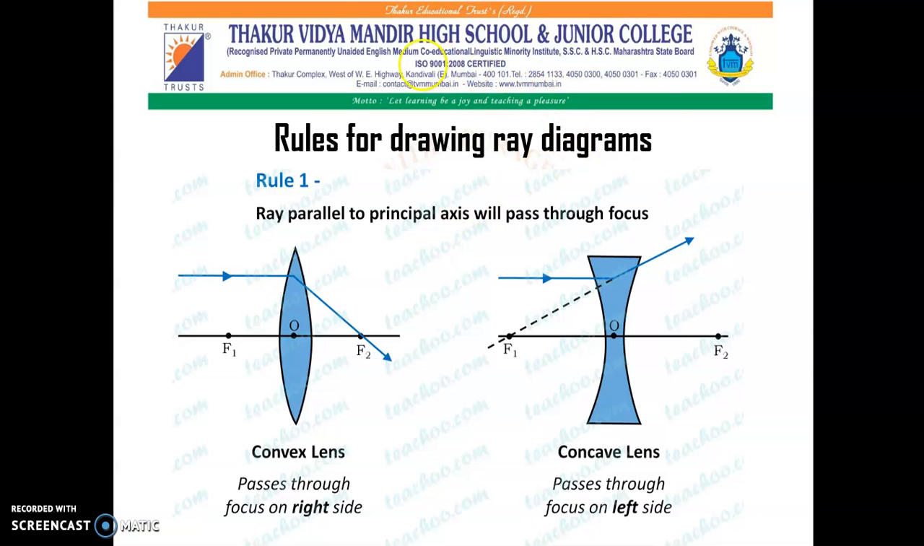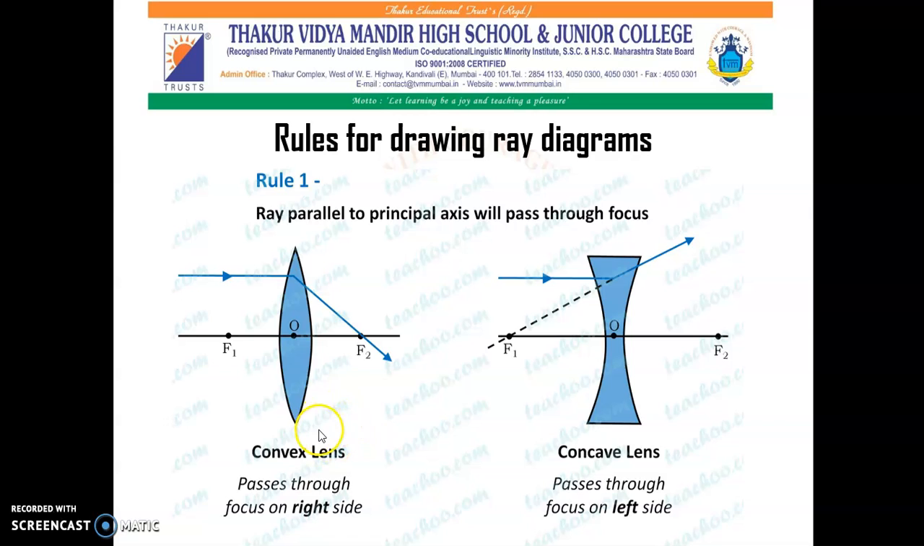Rule number 1. The ray parallel to the principal axis will pass through focus. That is, when the incident ray is parallel to the principal axis, the refracted ray passes through the principal focus, as shown over here for the convex lens. Similarly, for the concave lens also, when the incident rays are parallel to the principal axis, the refracted ray appears to be passing through point F1, that is the principal focus.